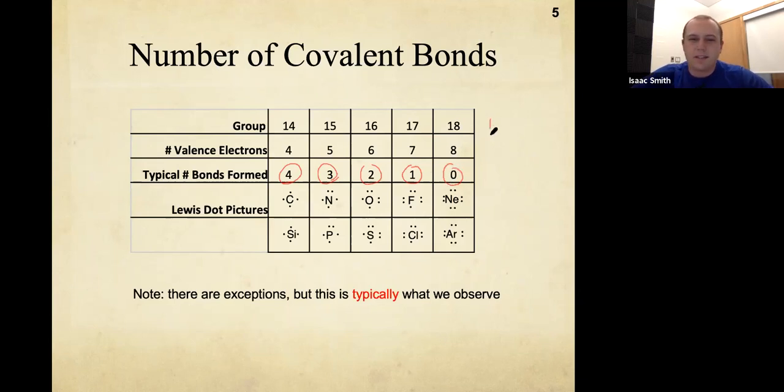Another one I'd add on here is hydrogen. So hydrogen's in the first group. Okay, it has 1 valence electron, and it forms 1 bond, right? Because it's got 1 free electron to share with another atom. Okay, so there are some exceptions you'll see, but pretty much always these are the rules you're going to follow.